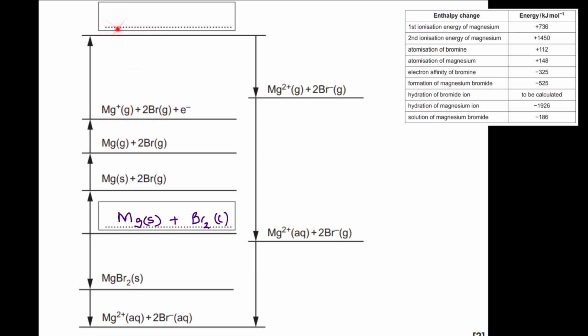So we're losing another electron from the outer orbital shell of magnesium, and so we are expecting Mg2+ gaseous. We still have the bromine, so that will be 2Br gaseous, and the electrons, so that will now be 2 electrons. One electron from here, and the second electron being lost to become 2 electrons.